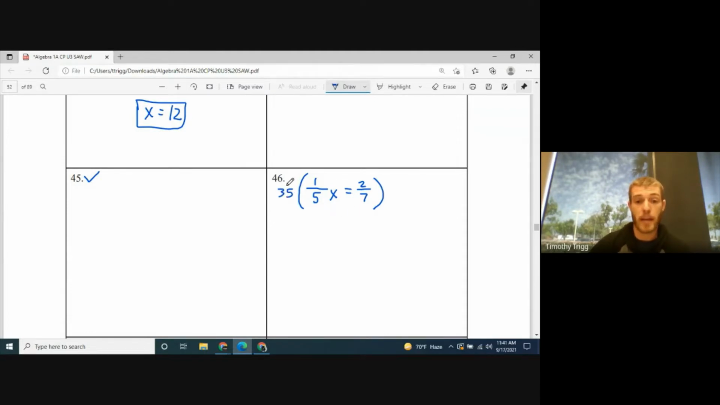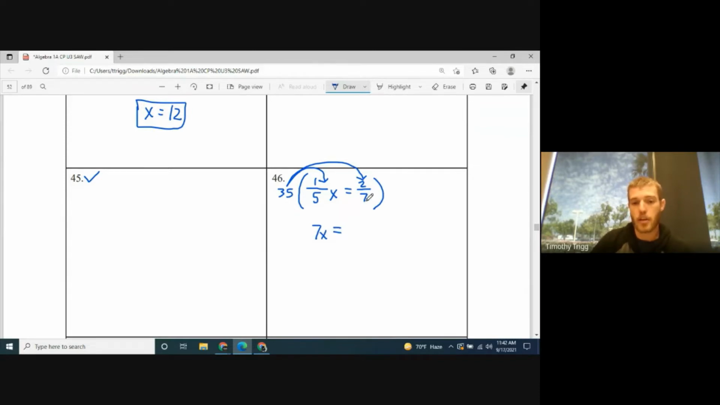Okay, so we're going to multiply this by 35, right? So 1/5 x times 35. And we're going to multiply the 2/7 times 35. Now, you know you did it correctly if the fractions all cancel, okay? And indeed they do. So when I do 35 times 1/5, you just divide 35 by 5, that's 7. And then you multiply by the 1 here. 7 times 1 is 7. So it will be 7x here.